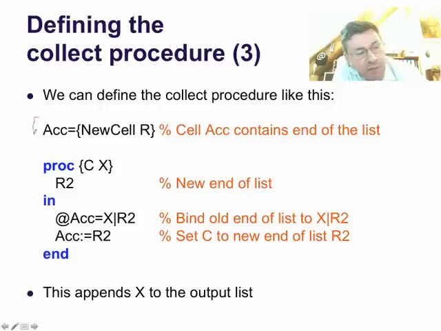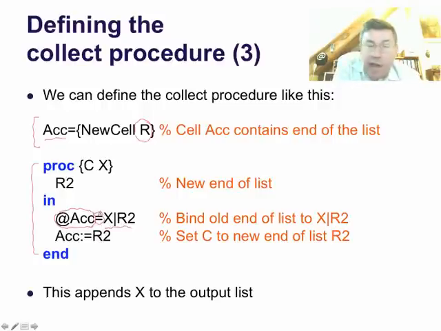We have here a cell. Let's call it ACK for accumulator. Initially, its content is the end of the list. And here's our collect procedure now, which will do what we just saw on the previous slide. So it will take the end of the list, which is the content of ACK, and bind it to X|R2. So this will add X to the list, and the new end of the list is then R2.